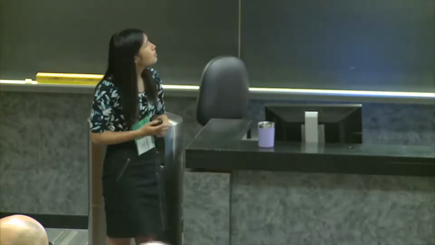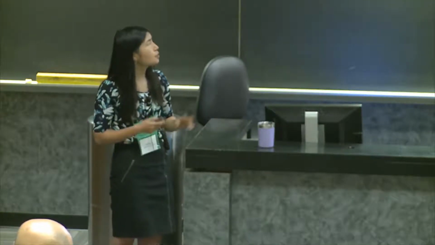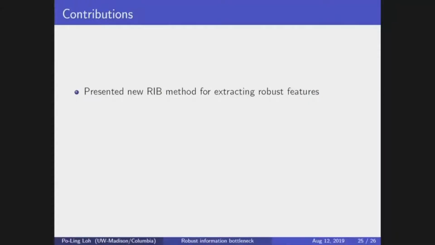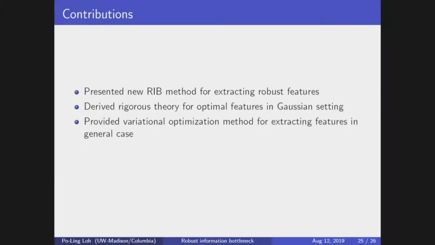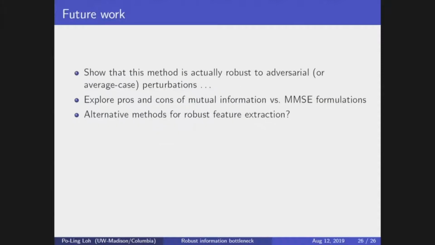OK, so just to wrap up, what we studied was this new robust information bottleneck method for extracting robust features. We developed rigorous theory. Actually, this is the only rigorous theory in our work, and it is for the Gaussian setting. It was a lot of heavy-handed linear algebra, but we showed that you can write down and characterize what the solution is, and it makes some sense. We also provided a variational optimization method, which means you can run this on large-scale data. Whether or not it gives you something meaningful, the jury is still out on how to interpret whether these features are actually robust. But I do think the preliminary results are promising.